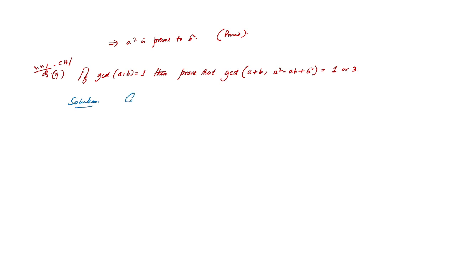What is exactly given? It is given that GCD of A, B equals 1. What we have to prove? We have to prove that GCD of A plus B, A square minus AB plus B square will be 1 or 3.